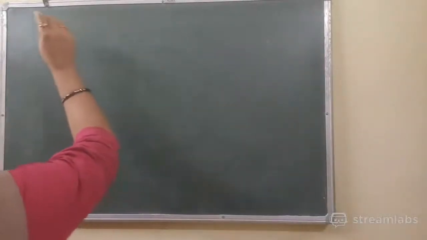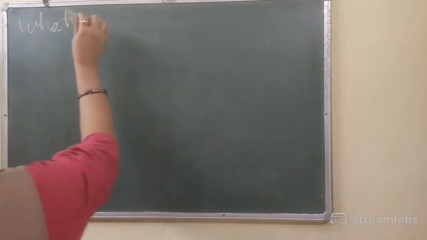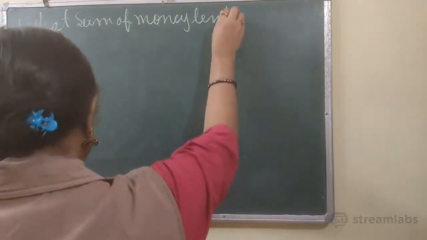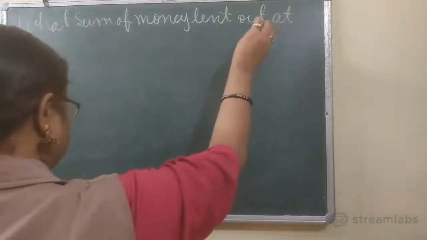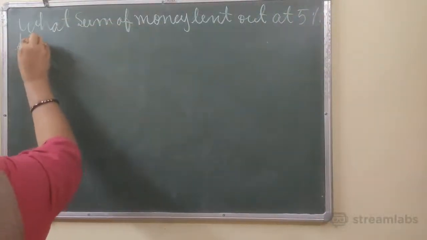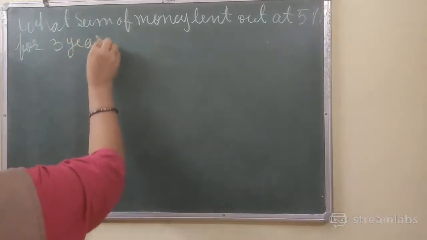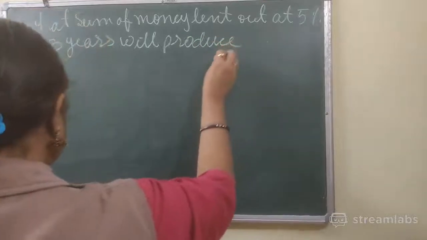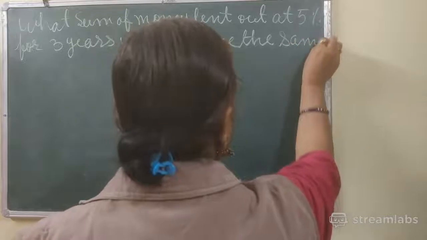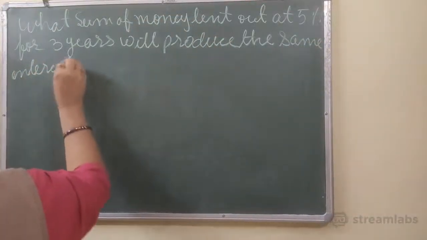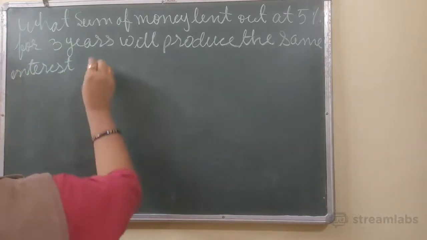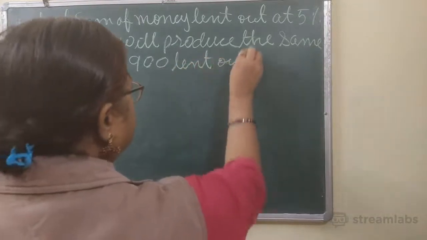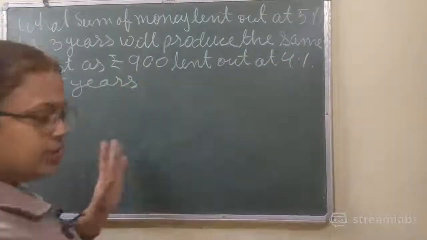Question number 1. What sum of money lent out at 5% for 3 years will produce the same interest as rupees 900 lent out at 4% for 5 years? Okay, this is the question.